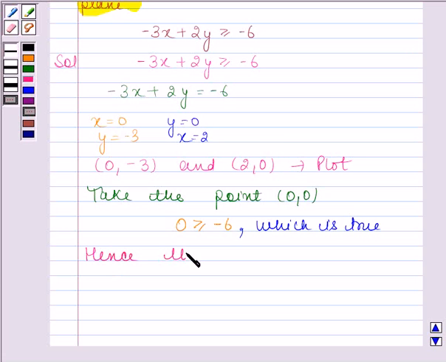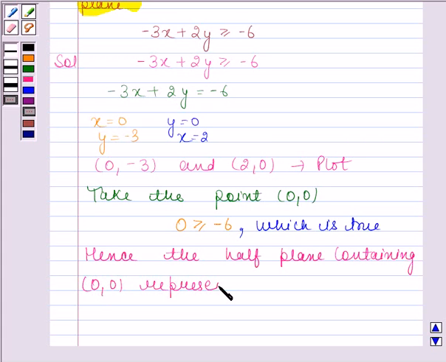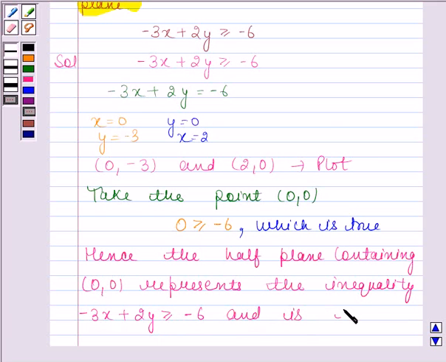Hence, the half plane containing (0, 0) represents the inequality -3x + 2y is greater than or equal to -6 and is the solution region.